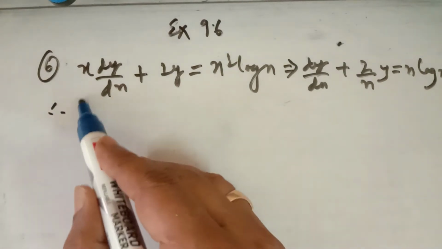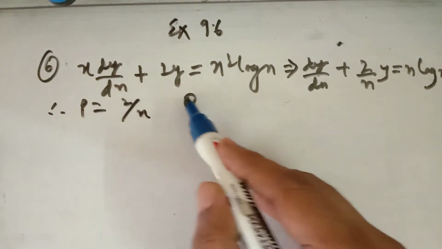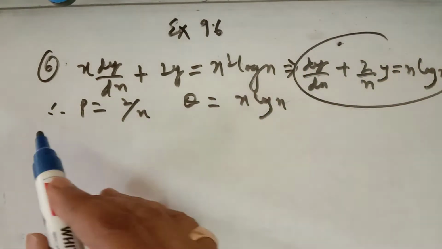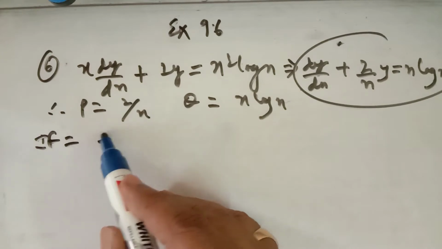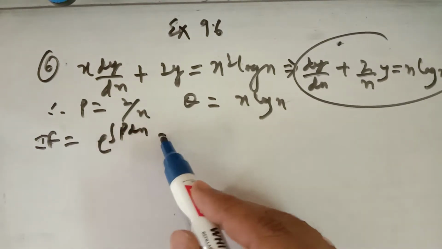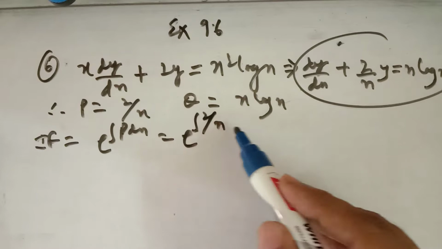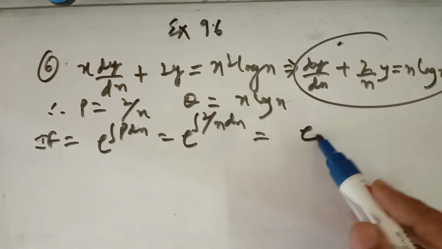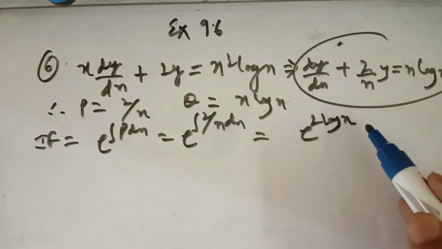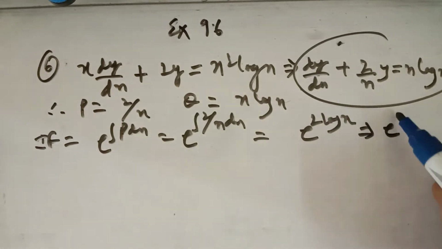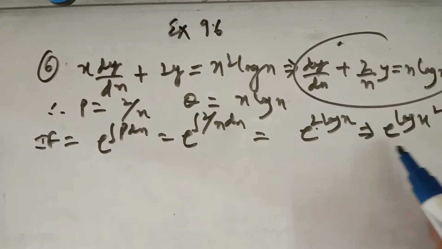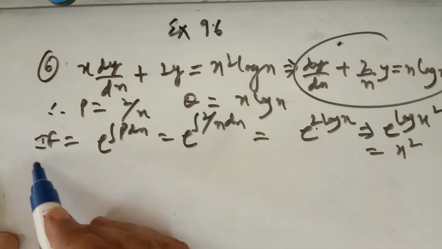Therefore here p will become 2 upon x and q is x log x, comparing with the linear differential equation. So the integrating factor, first of all you have to find, is e to the power integral of p with respect to x. So e to the power integral of 2 upon x dx. The integration of 1 upon x is log x, so it is 2 log x, and using the properties of log, e to the power log x square, the power goes inside, it will be equal to x square because e to the power log x is equal to x. So this is the integrating factor.